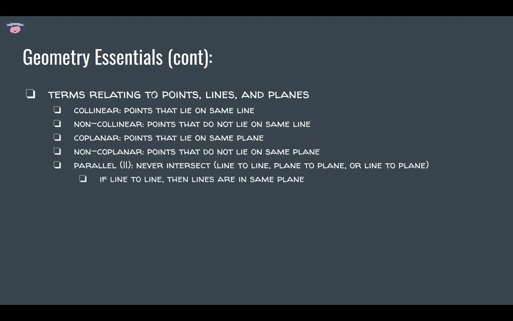If it's a line to line, then the lines are in the same plane. So, for example, if these are two different planes and this line never intersects this line, that's not parallel because they're not in the same plane. So they have no opportunity of intersecting. Skew lines are lines that are in different planes and never intersect. So the example I just showed you, these are skew lines.